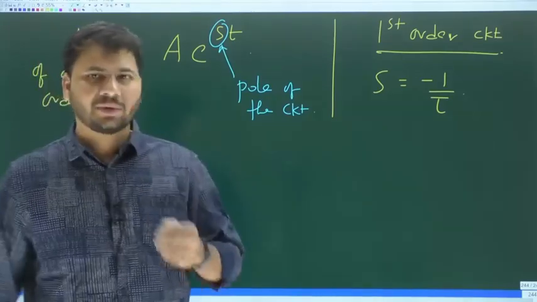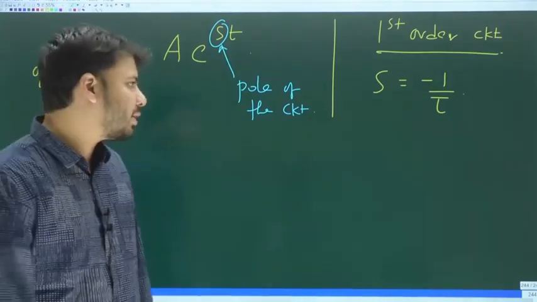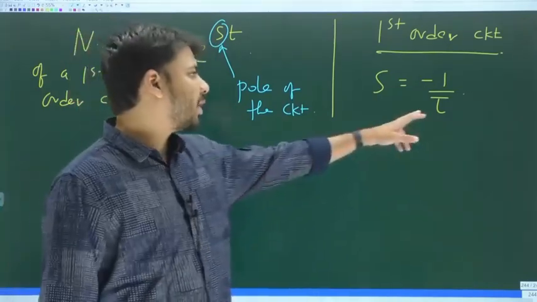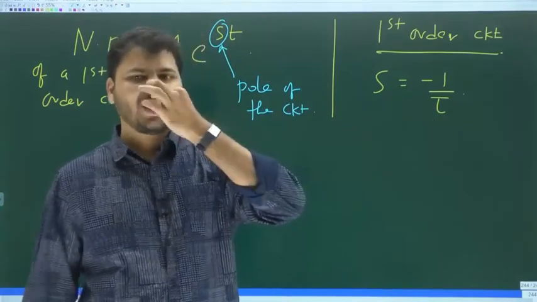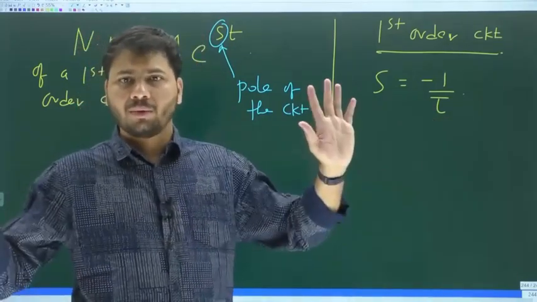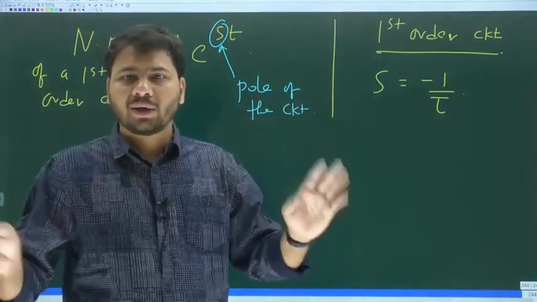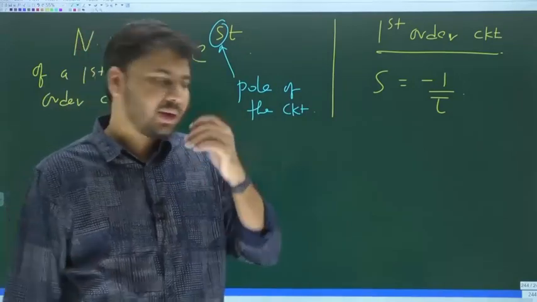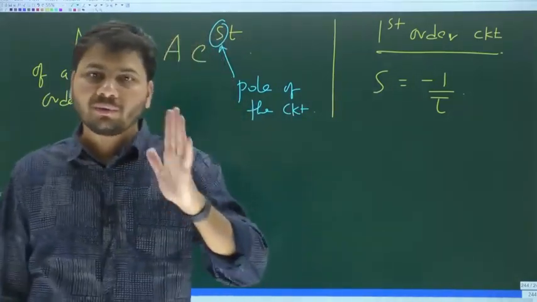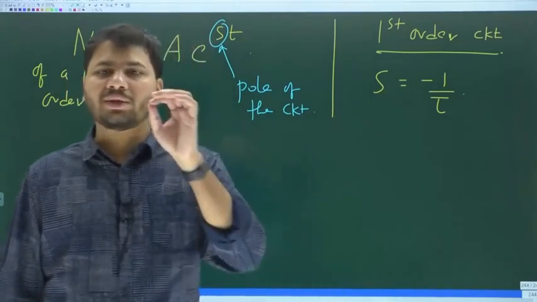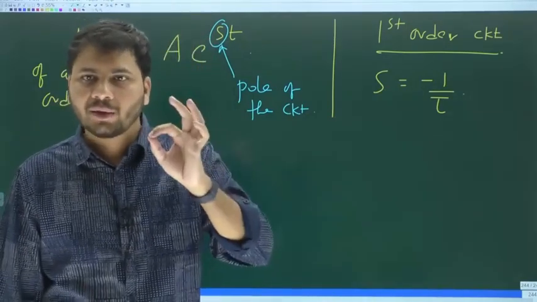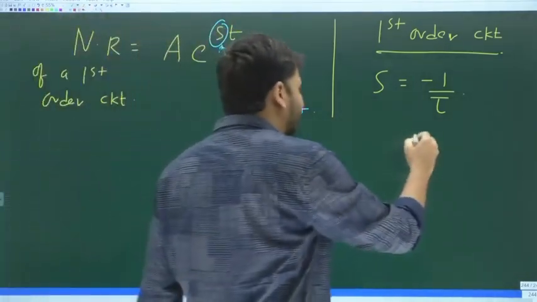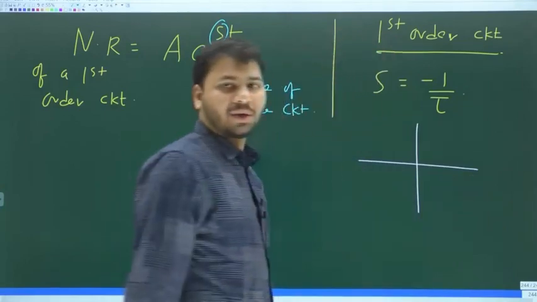You can also have a circuit which will have a negative time constant. Anyway, let's say tau is positive, which is true in most of the cases. If tau is positive, will it not be positive real? R into C. R is resistance, real. C is capacitance, that is also real. So tau is positive real. So minus 1 by tau, is it not negative real? Negative real.